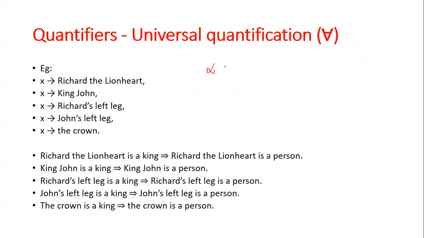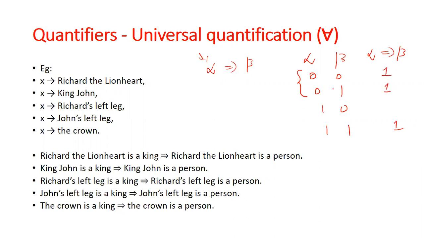Alpha implies beta. Just recall the truth table: alpha, beta, alpha implies beta. What are the possibilities? 0 0, 0 1, 1 0, 1 1. Basically it means that if alpha is true, then beta is true. If alpha is false, then it is not talking about anything. If alpha is false, then beta can be anything. So this is also true, by default true.